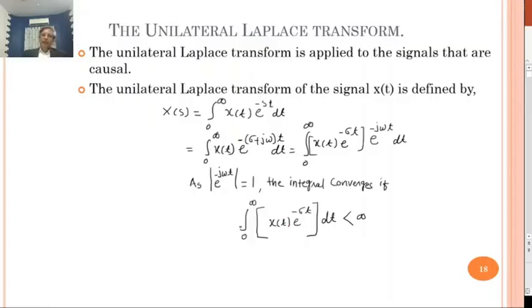And instead of x of t, the signal is x of t into e raised to minus sigma t in the case of the unilateral Laplace transform, and that signal should be absolutely integrable for this limit 0 to infinity.